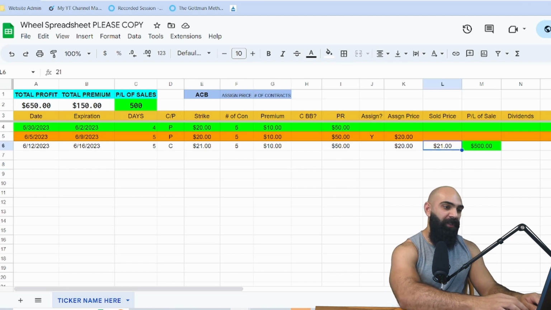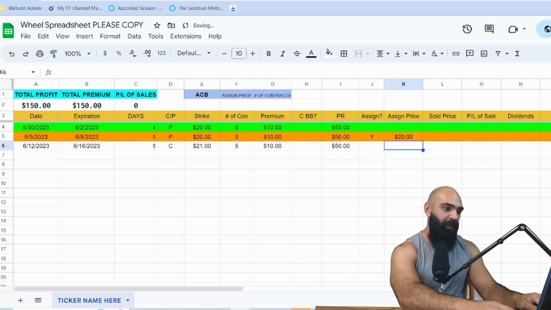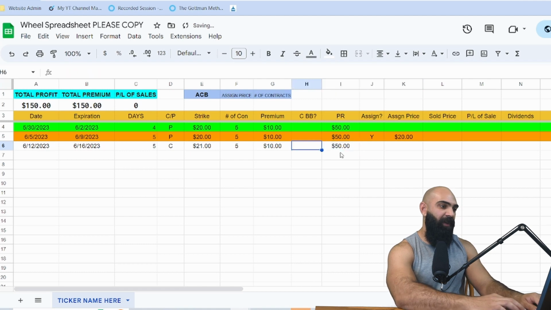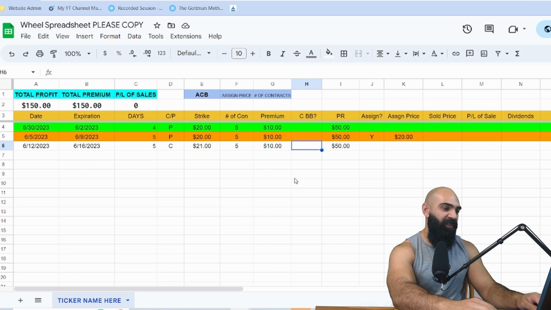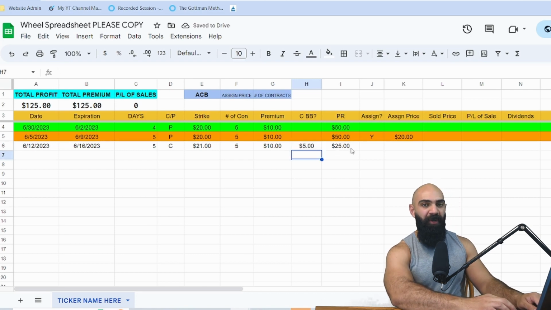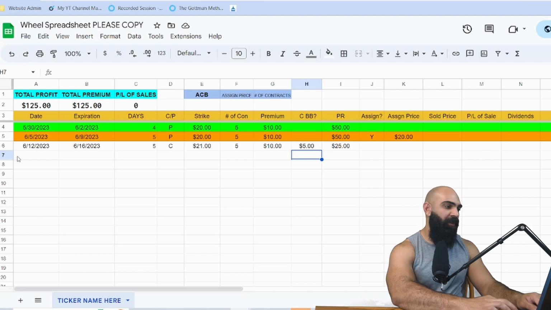Again, let me delete this example. And let's say we decided to buy back the contract and roll it. Let's say I bought back the contracts at $5. You can see it adjusted the premium received to $25 total for that week. So it's very simple. And then you can make another line for another call you're selling. Again, you color code it how you want.